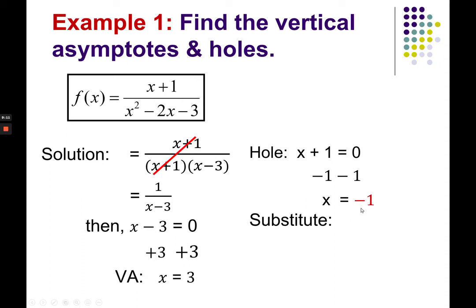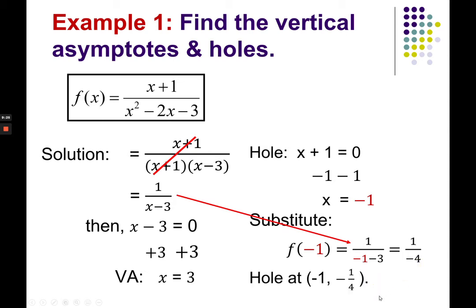We will substitute -1 for x in the simplified form of the function. And so it becomes 1 over -1 minus 3. -1 and -3 combine as -4. And so that is the location of the hole. If you're going to check on your own on the Desmos calculator, there should be a hole at (-1, -1/4). Let's have another example.